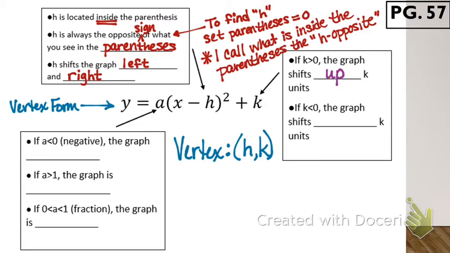If K is smaller than 0, that means it's a negative number. It's going to shift which way? Down.